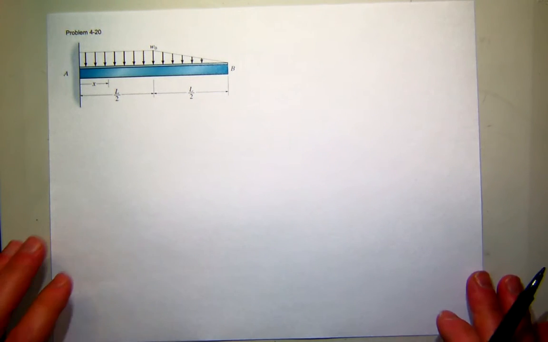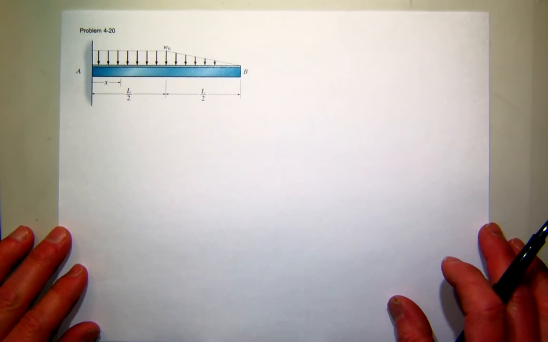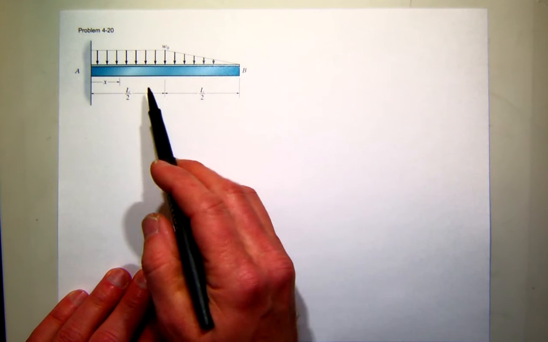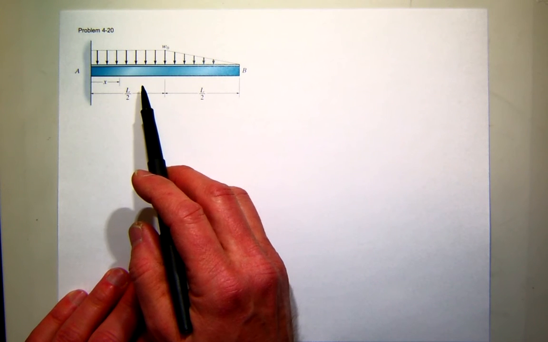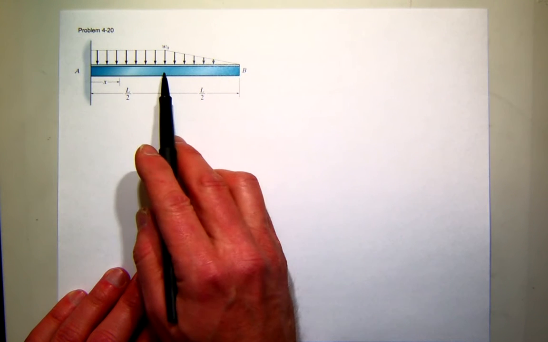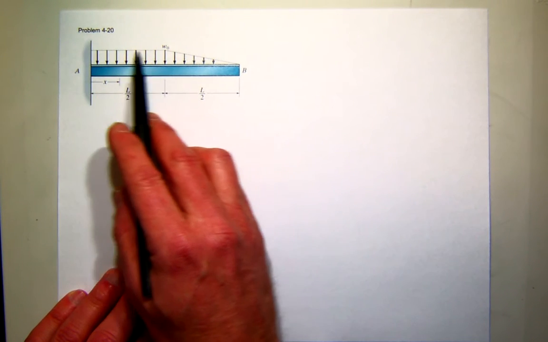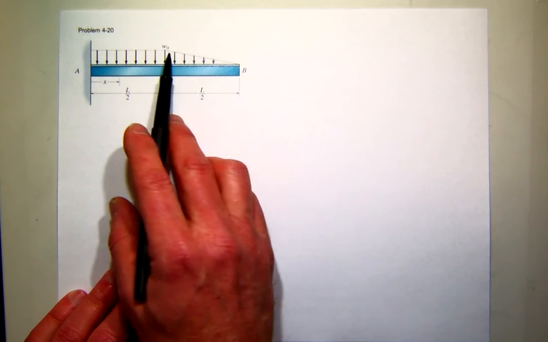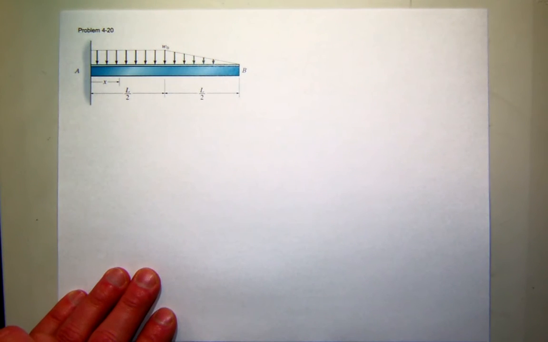Okay, here we go. So this is problem 420. Let's just review quickly that we want to write two equations for shear force and bending moment. One that's going to be valid from 0 to L over 2. You can see the loading is constant. And then from L over 2 to L, where a second kind of load shape is in there.